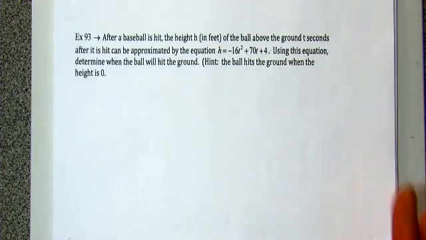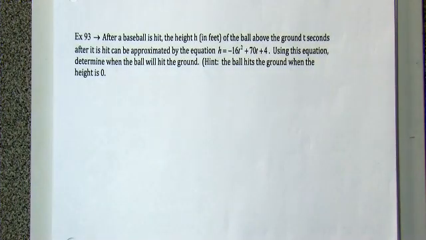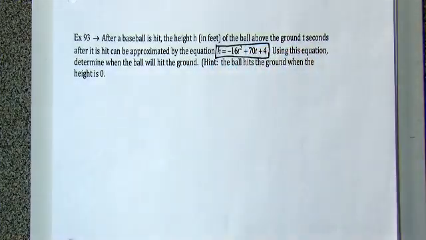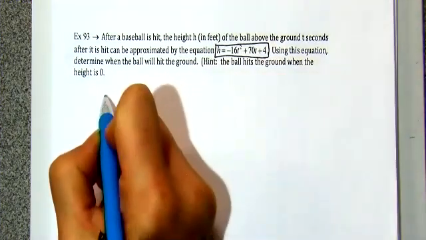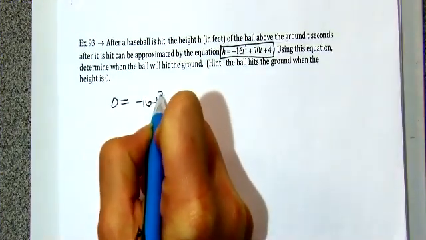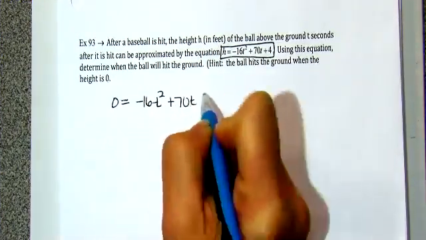So let's go here. It says, example 93, to apply this, after a baseball is hit, the height h in feet of the ball above the ground in t seconds after it is hit can be approximated by this equation. So they give you an equation. Using this equation, determine when the ball will hit the ground. Hint, the ball hits the ground when the height is 0. So basically you're saying put 0 in place of h, negative 16t squared plus 70t plus 4.